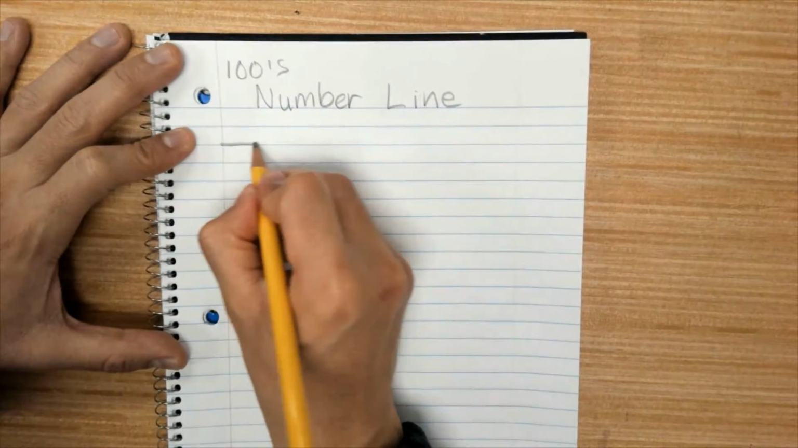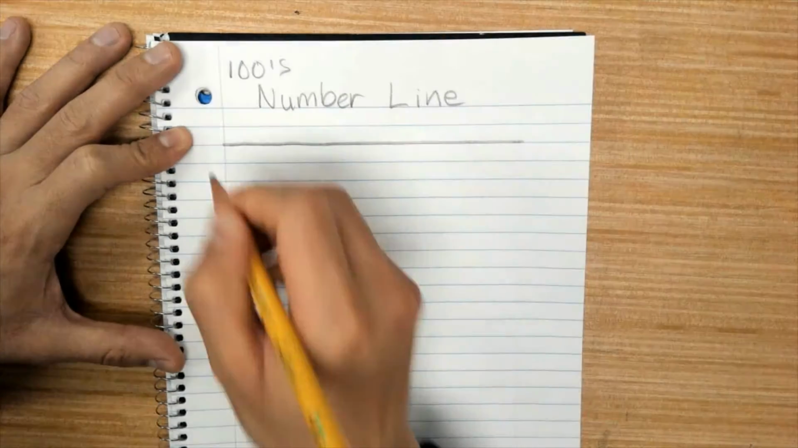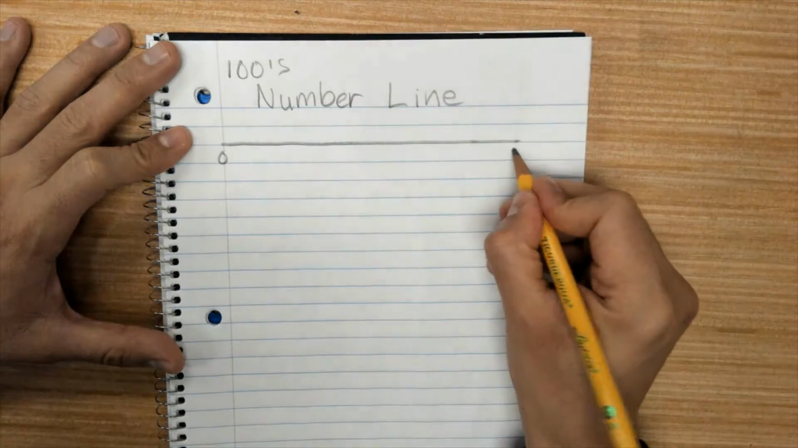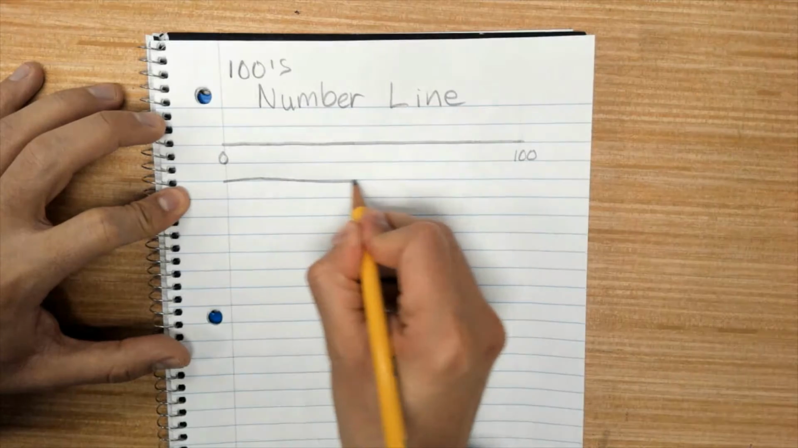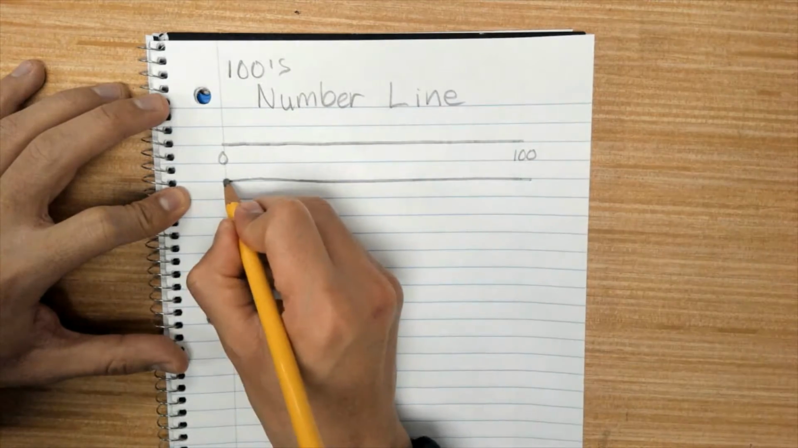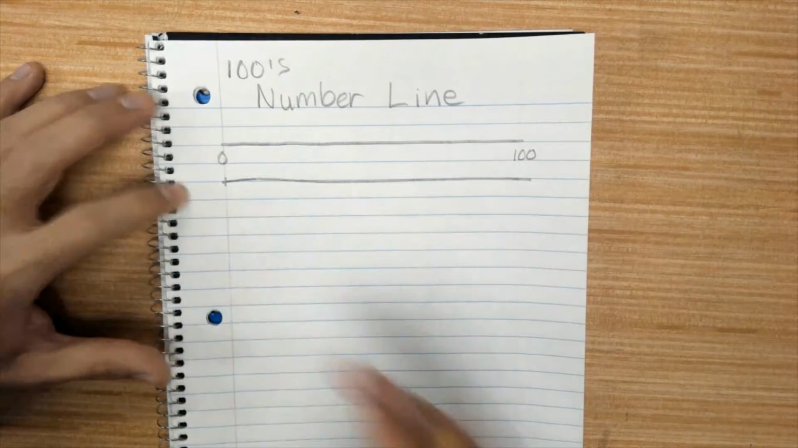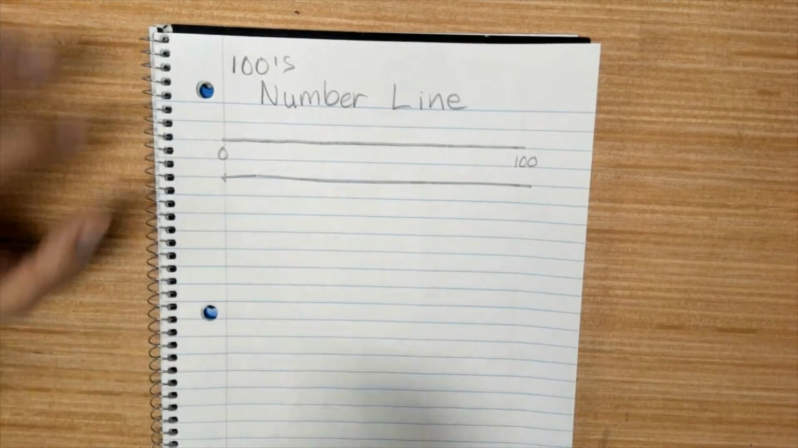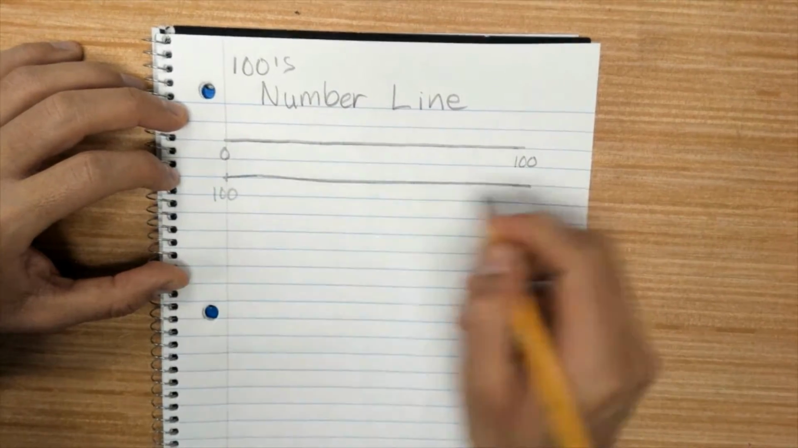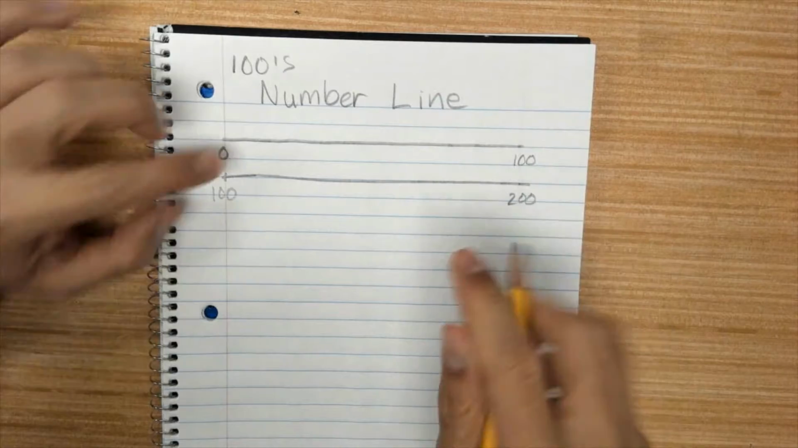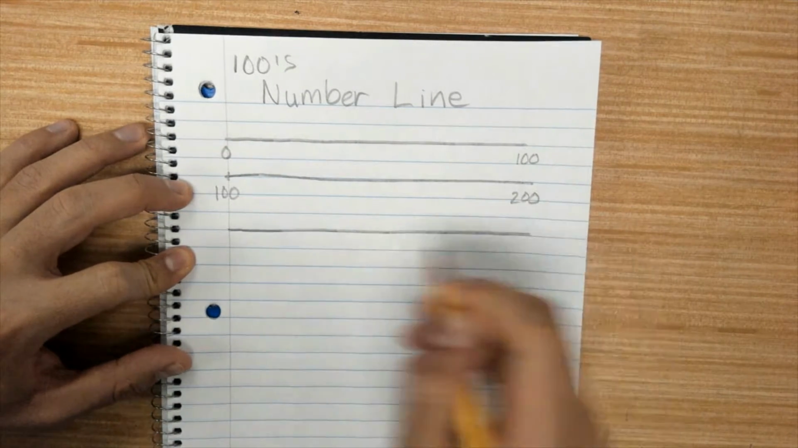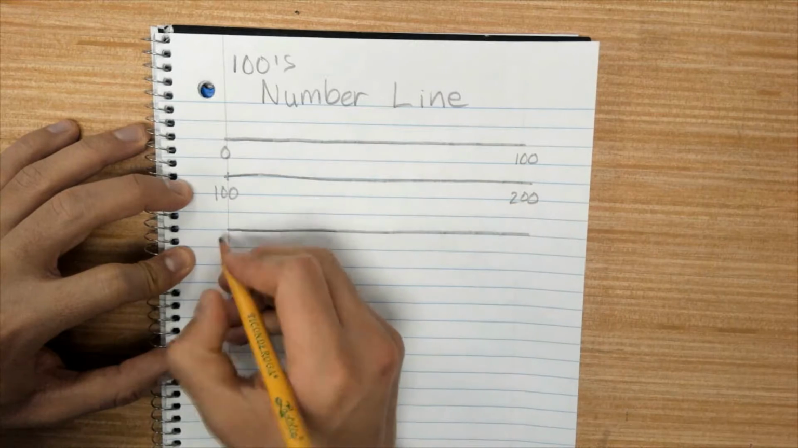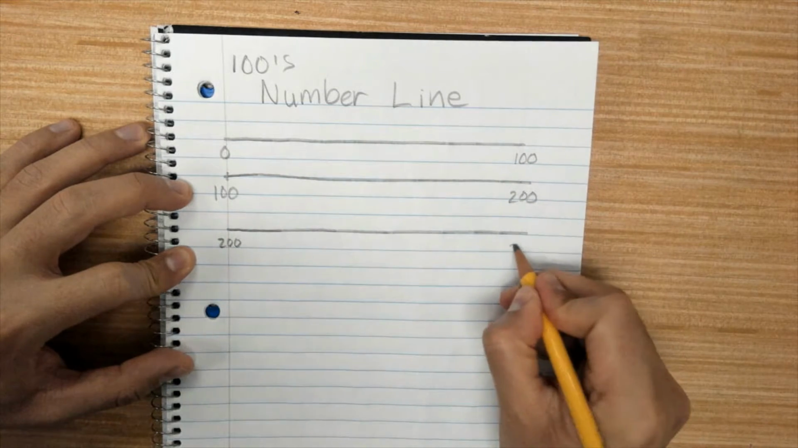Alright, so we start off right here. We always start off with 0, so we're going to be counting by hundreds. So 0, 100. Next number line. 100, 200. And I don't like how these lines are too close, so I'm going to make the next one a little bit more separate. Now I keep on going with the last number I wrote. 200, 300.